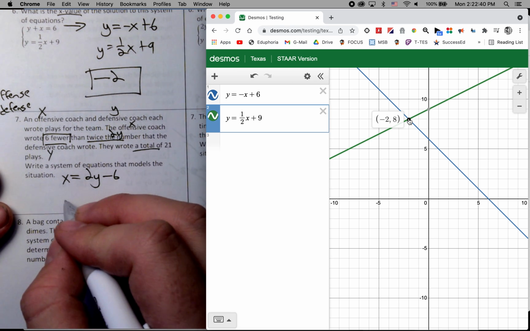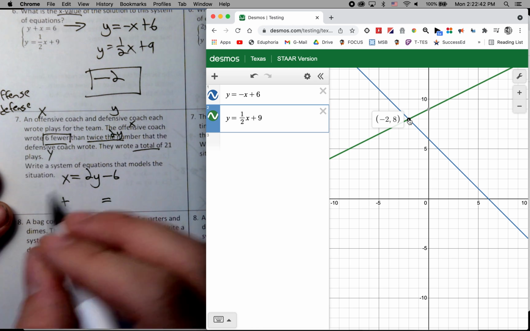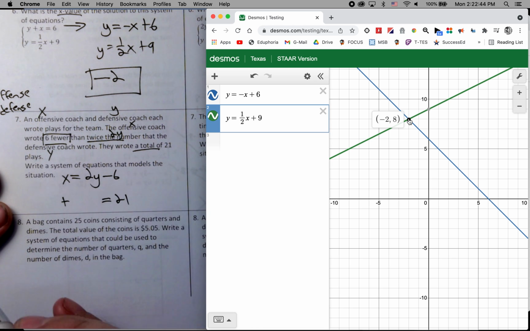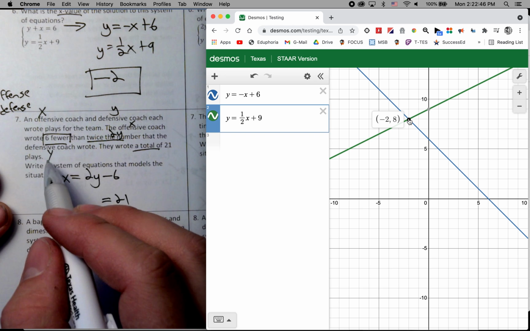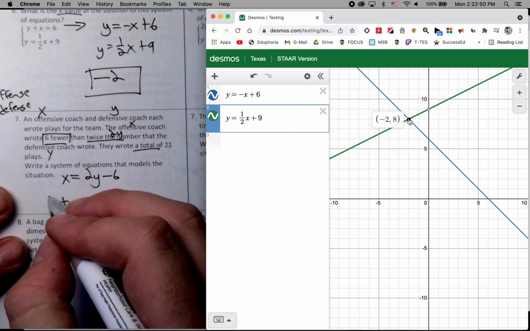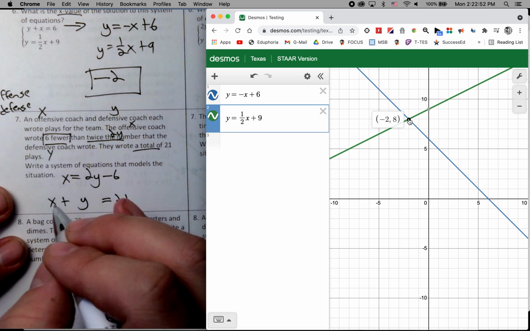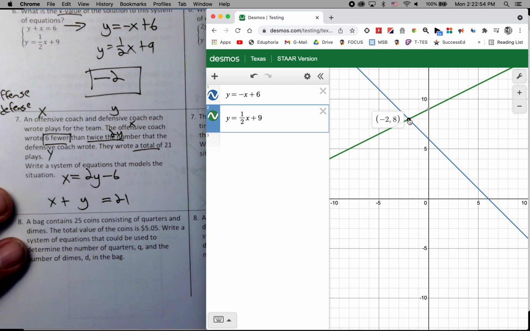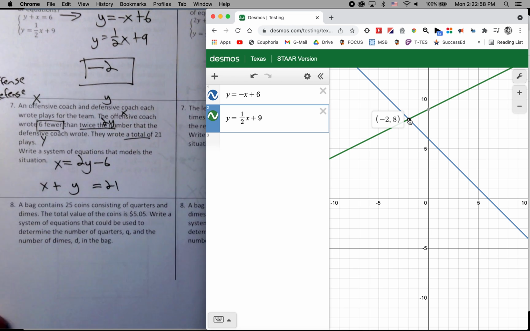Now, they wrote a total. Well, total just means adding stuff together. I don't know specifically what each one individually did, so it's literally just x plus y. And there you go. We're done with that one. Number 8.